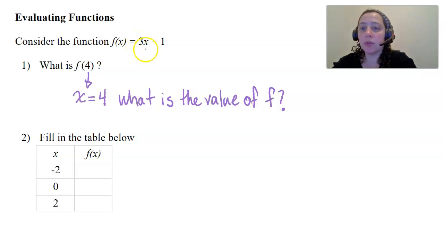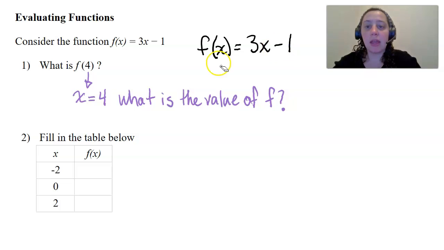So I'm going to write my equation, f of x equals 3x minus 1. And now wherever I have an x, I'm going to erase the x and put 4. My x is changing to be 4. So again, I erase the x and I put 4 in parentheses.